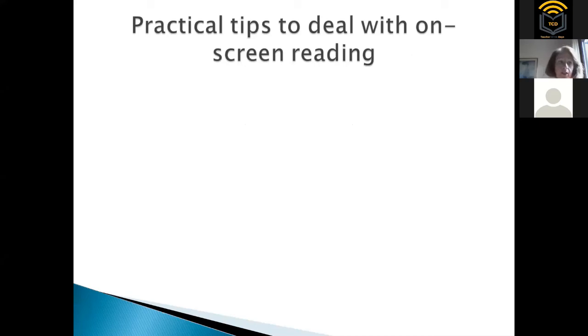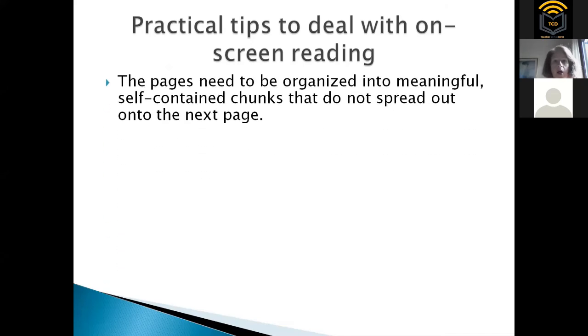Now, some practical tips that have to do with on-screen reading. As I mentioned before, this is the number one problem with adapting readings for the screen. We don't all read from the screen with the same ease. Okay. Now, first of all, the pages, they need to be organized into meaningful, self-contained chunks that do not spread onto the next page.